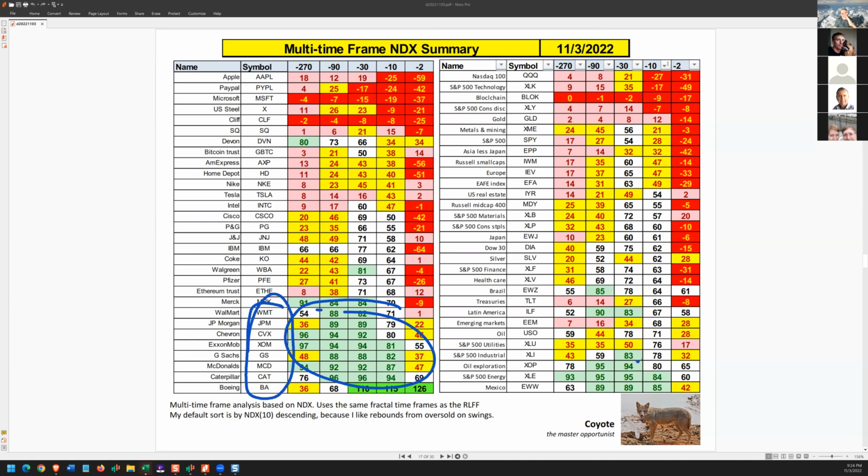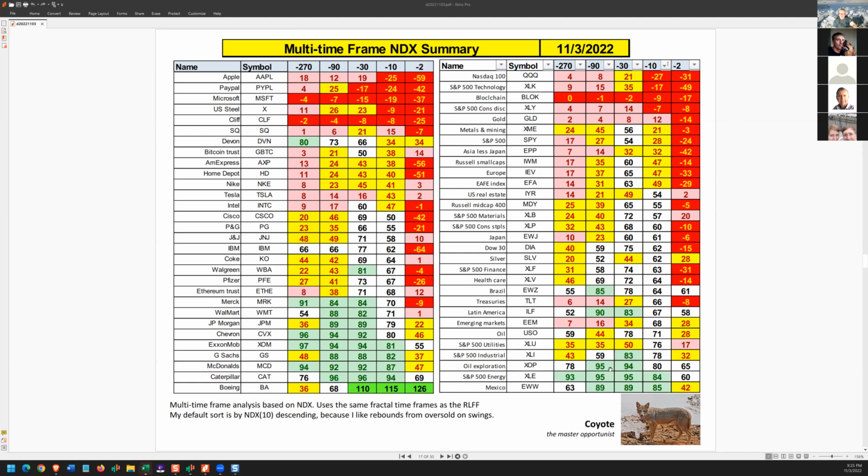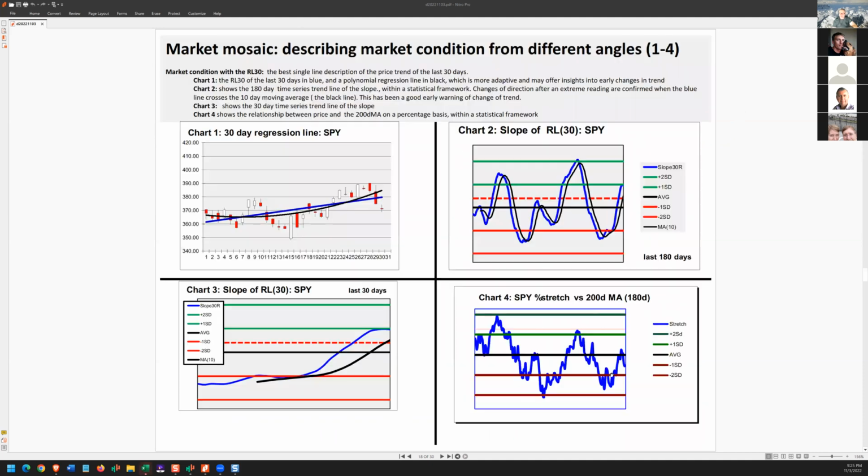All the old reliables and energy, Mexico. And who's getting smoked? Tech, blockchain, Apple, PayPal, Microsoft, the metals. There you are. Find the divergences and the big themes. Look at the extremes for big movers.